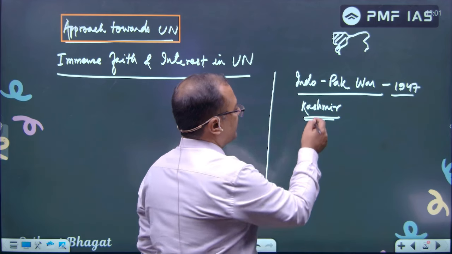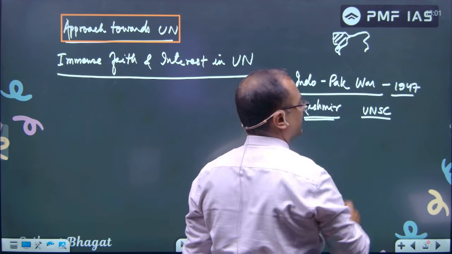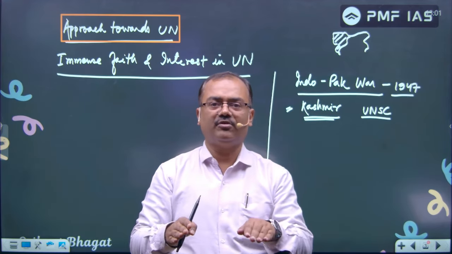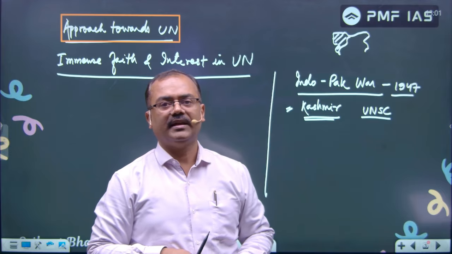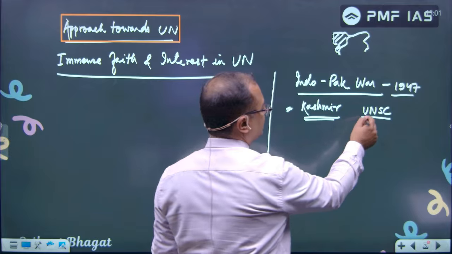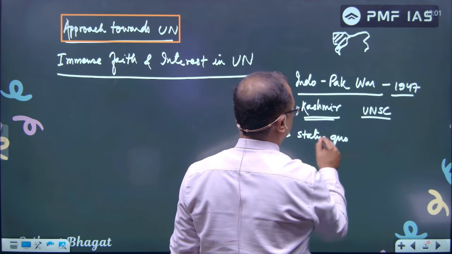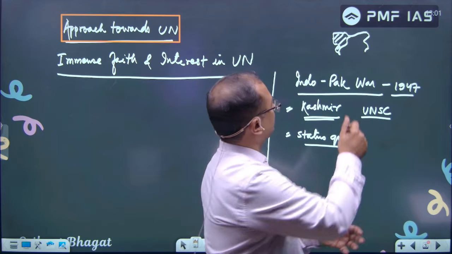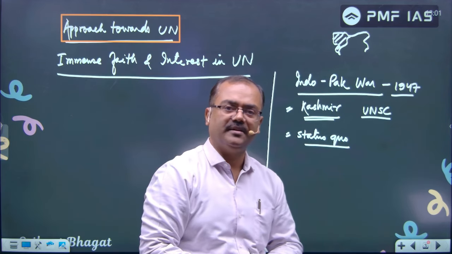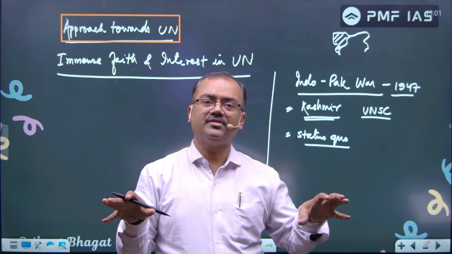So he approached the Kashmir issue in the UN, the United Nations Security Council. They sent their observer and they said that first the war should be stopped, and the status quo should be maintained. So UNSC supported the status quo. Status quo means that up to this particular territory, what was controlled by Pakistan remained in the control of Pakistan. UNSC also said both sides should maintain restraint.